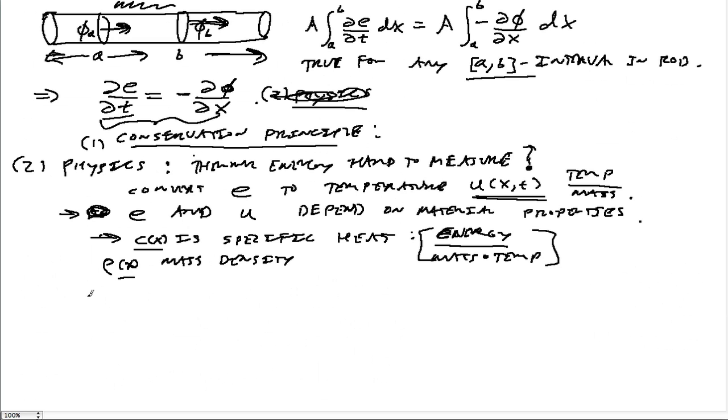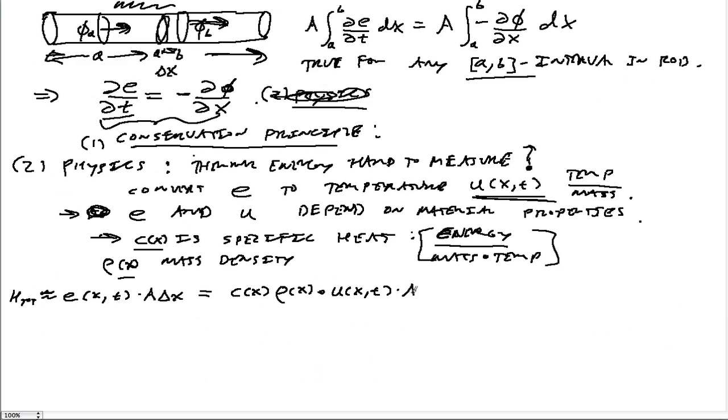So what we write down then is, for the bar, E is that thermal energy density, and we times it by, we're going to do it for a very small little window of space, which we'll call delta x. We can say that H tot is approximately equal to the thermal energy density times the area times delta x. And that's going to be equal to the specific heat, which is a material property of our rod, times the mass density of our rod, times the temperature per unit mass, which is our new variable that we've defined here, times our volume of our little tiny wedge right there. All right, so here we go.